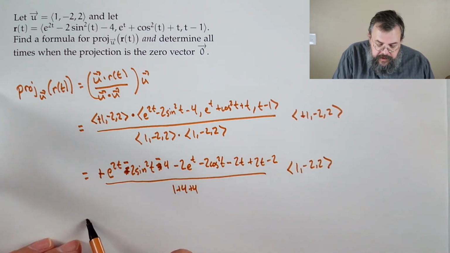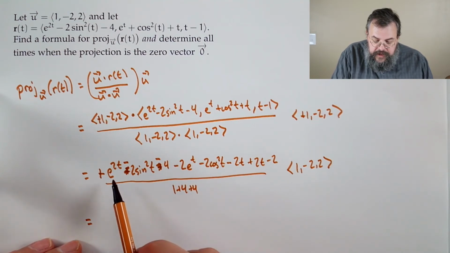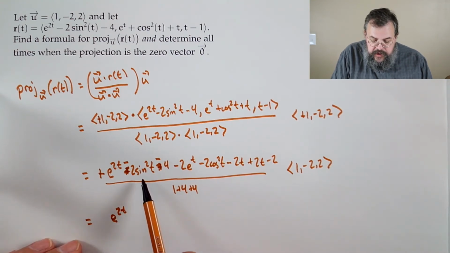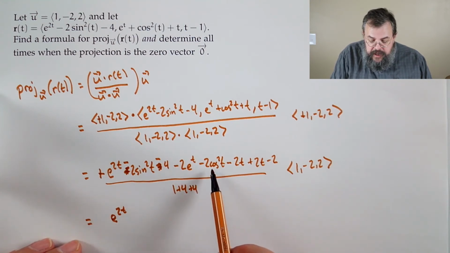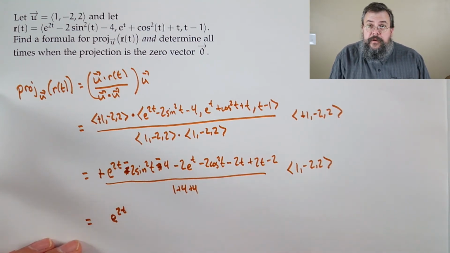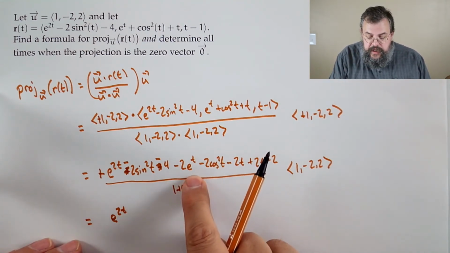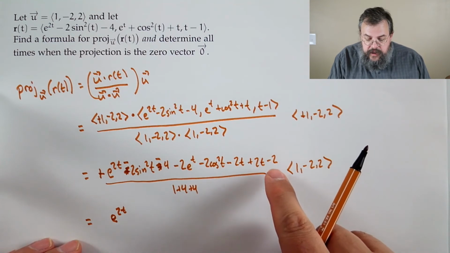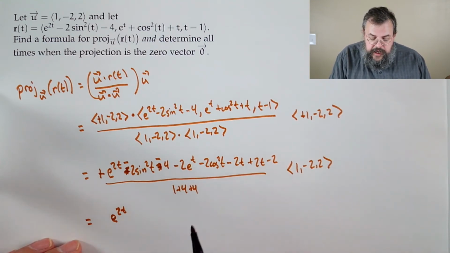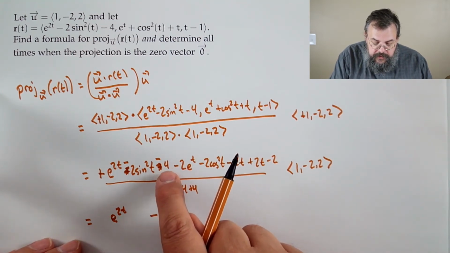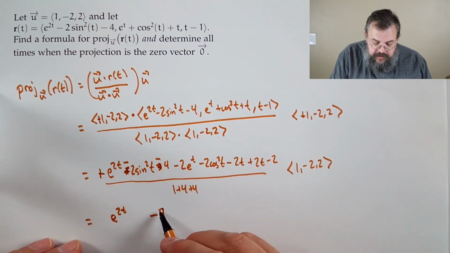Okay, so let's clean this up. Let's see what we have. So we have the e to the 2t. There's really nothing that combines with that. Now, we have a sine squared t and a cosine squared t. So those combine, and a sine squared and a cosine squared becomes 1. There's a minus 2 involved, so it's a minus 2. Notice that back at the end, there's another minus 2. So that gets us up to minus 4. Oh, whoops. There's another minus 4 there. Uh-huh. So that's actually up to minus 8.